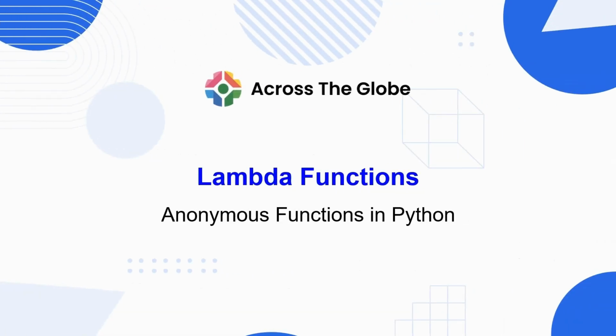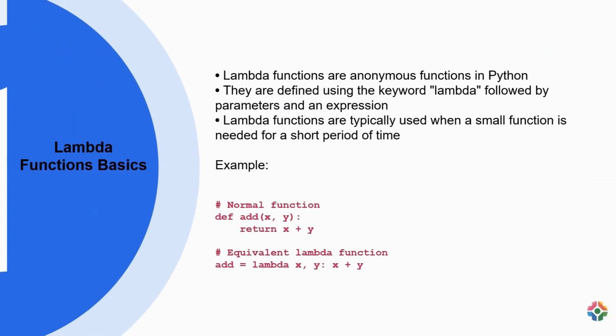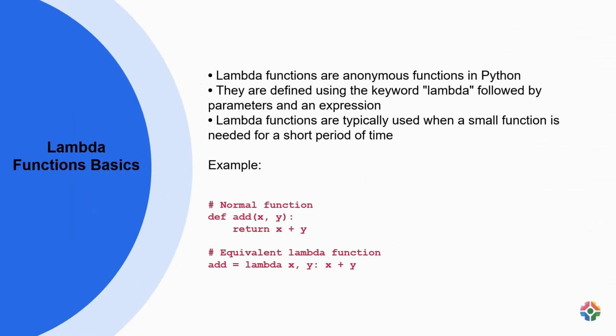Today we will learn about Lambda functions. Lambda functions in Python are anonymous functions defined using the keyword lambda, followed by parameters and an expression. They are commonly used for short and temporary functions. For instance, a typical use case is sorting objects based on specific criteria without defining a separate function.